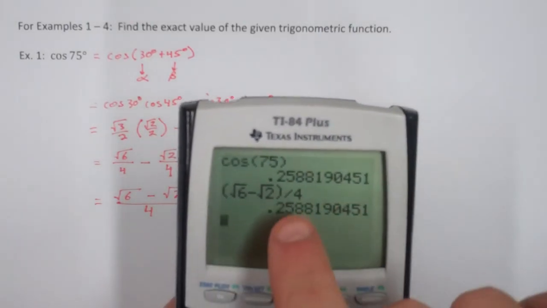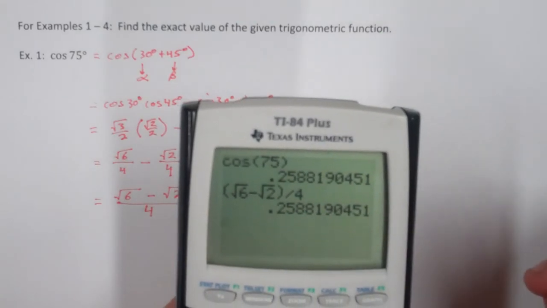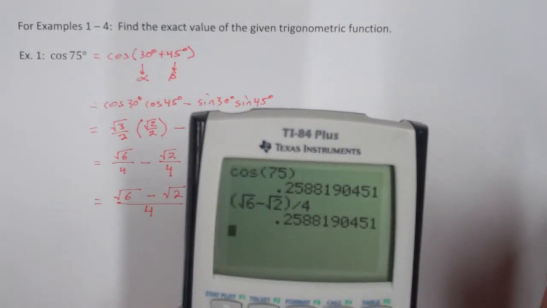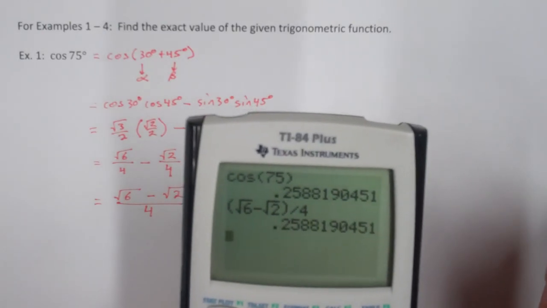So using the formula, we can get this exact value, root 6 minus root 2 all over 4. Your calculator is good at approximations, and it's good at checking work like we did here as well.